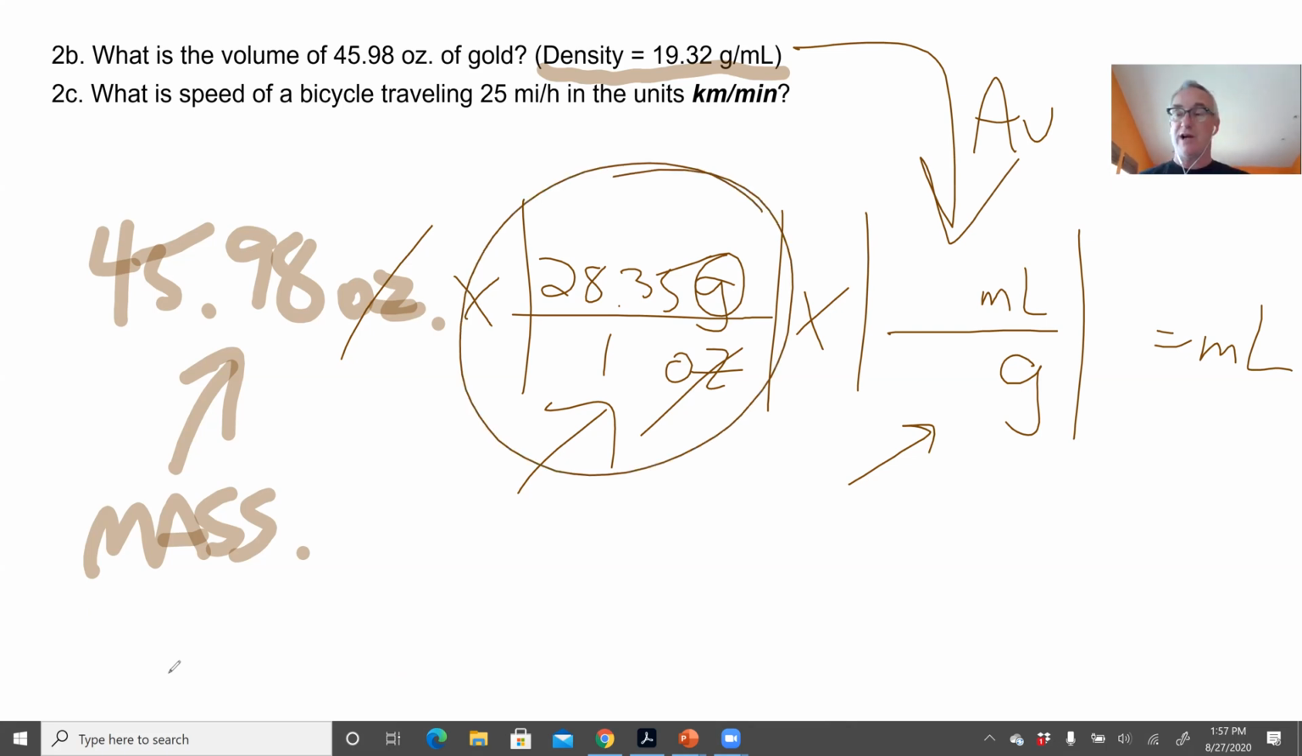This number is going to be general for anything, because it's just converting one form of mass to another form of mass. And so it doesn't really matter what the substance is. If it has mass, I can just express it in either ounces or grams. But the density is very specific, as we learned in our lab. It's an intrinsic property. It's different for every element and every compound. So we have to make sure we have it for gold. So 1 mil is equal to 19.32 grams. So I can cancel my grams and I'm left with mils. So that is correct. So what is my answer?